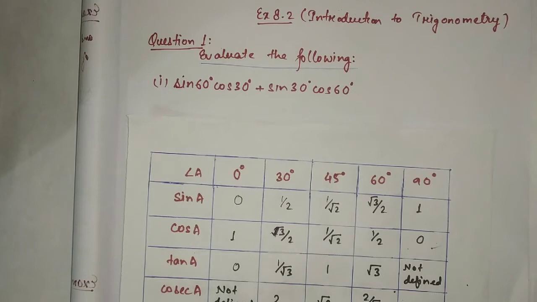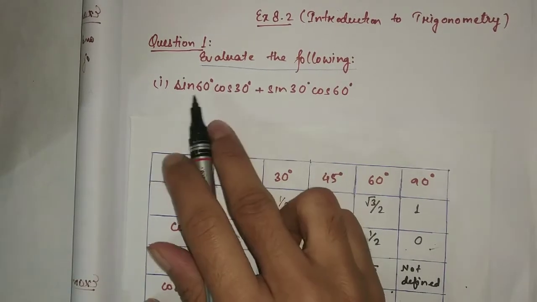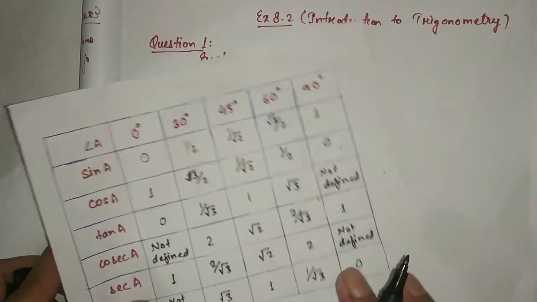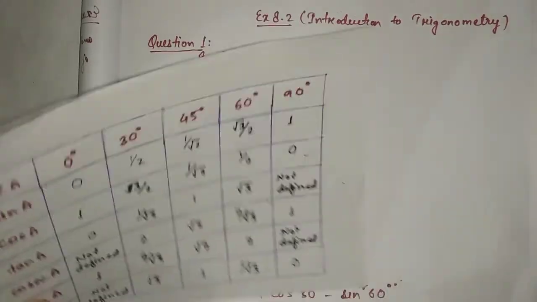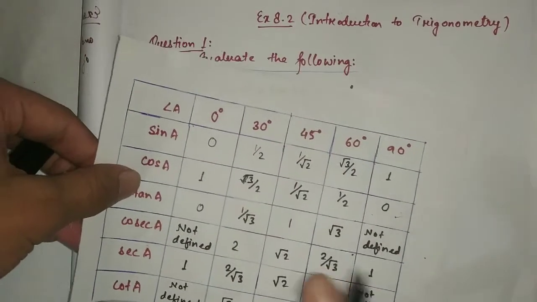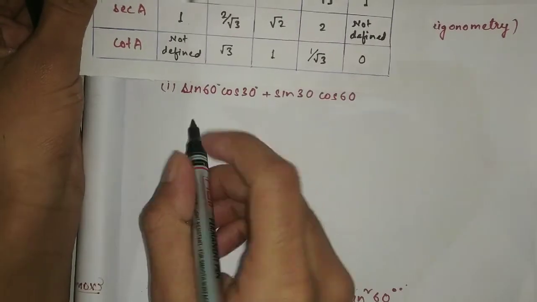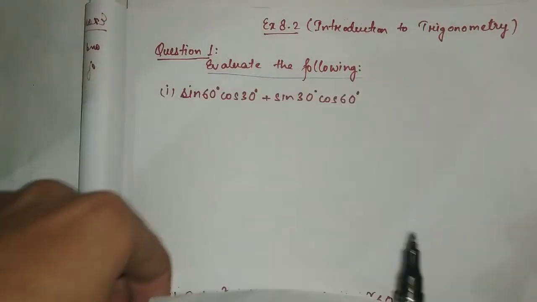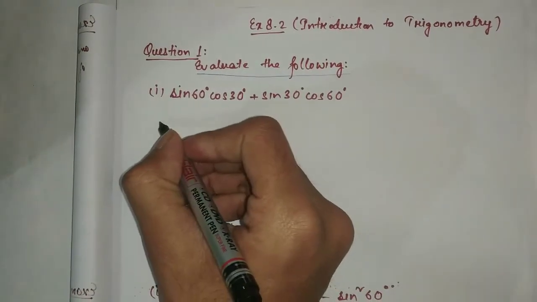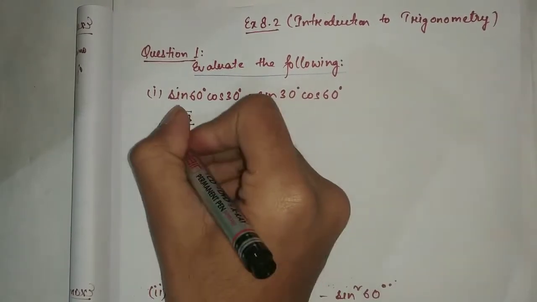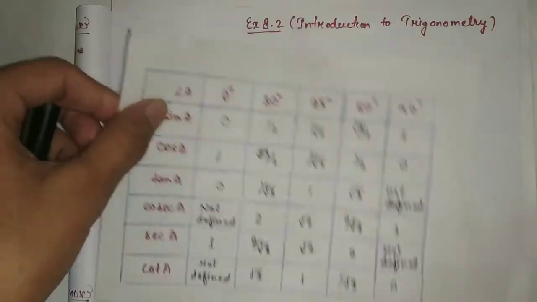The first thing we do is put in the values of these trigonometric ratios from this table. If you know this table, you can directly put them in, but if you have not learned it yet, you can just look at the table and put them down. The first is sin 60. We find that the value of sin 60 from the table is root 3 by 2. So we put it down, it becomes root 3 by 2.